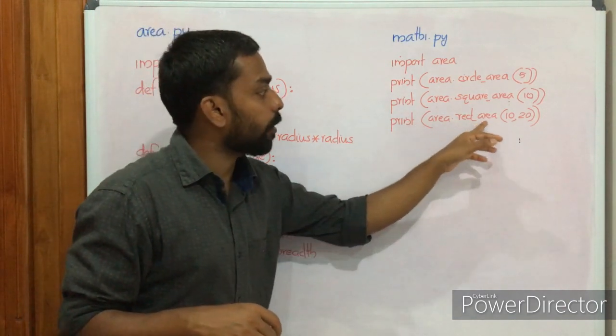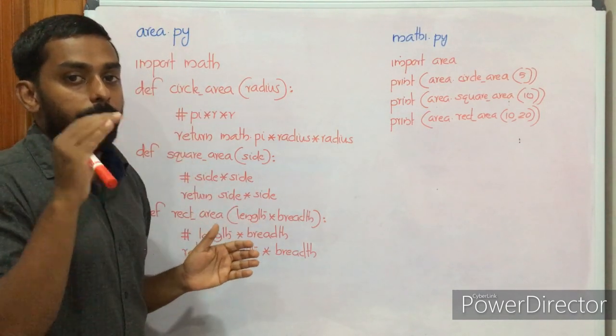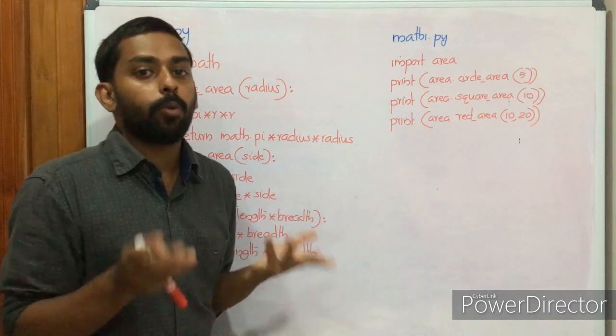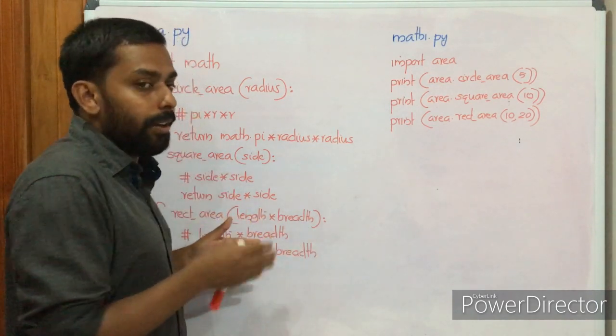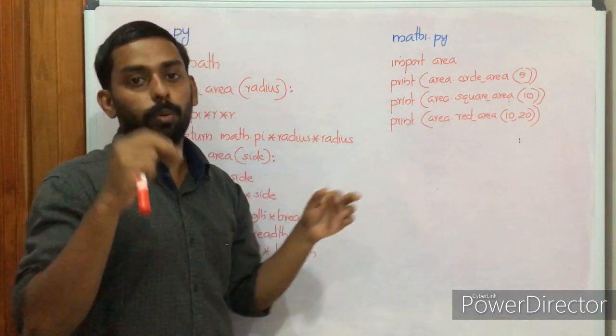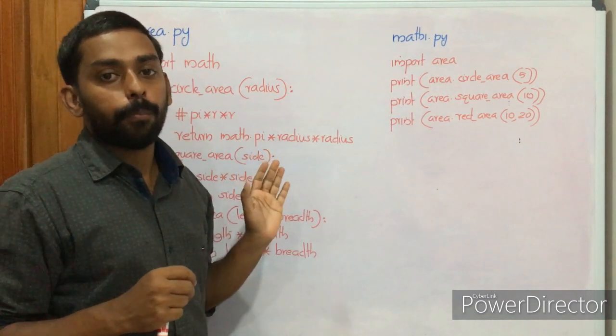Then the third one, area.rect_area. We are passing 2 parameters because rect area is a function defined in area1.py with 2 parameters. So at the time of calling we must pass 2 parameters. We don't follow any default parameter mechanism here, so we must have 2 parameters. So this is math1.py.